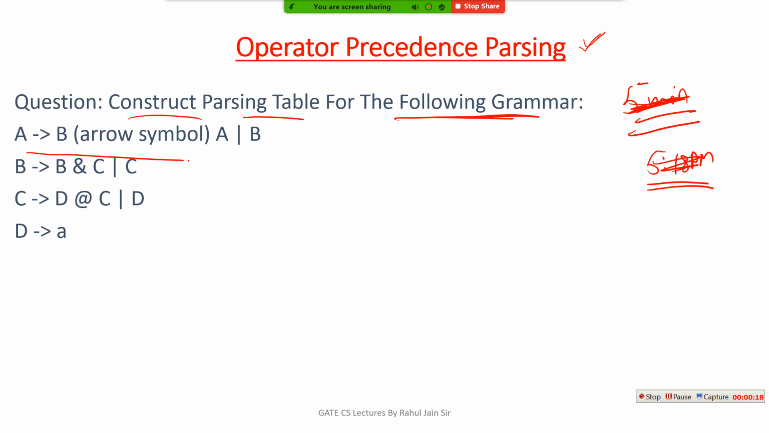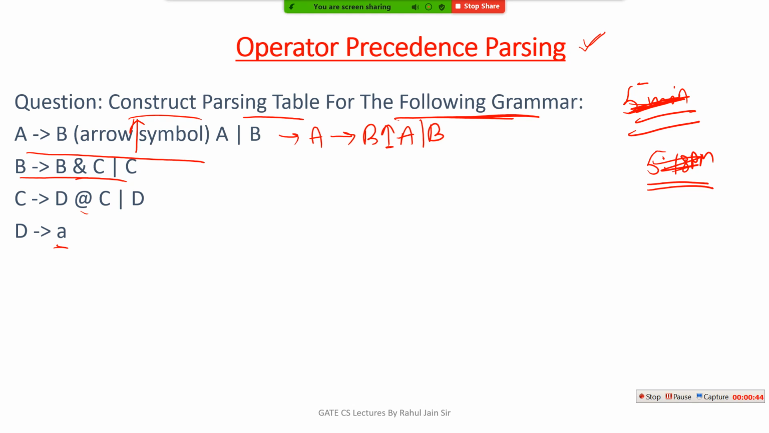The grammar is given to you like this: A derives B, arrow symbol, A, and then B. This arrow symbol is basically a terminal. And then B ampersand C, or C derives D at the rate C and D, and D derives A. So this is the grammar which is given to you.